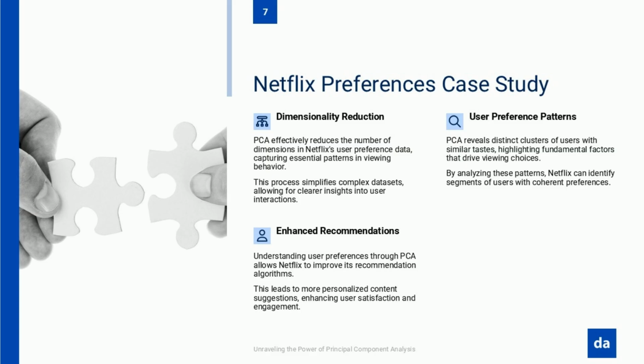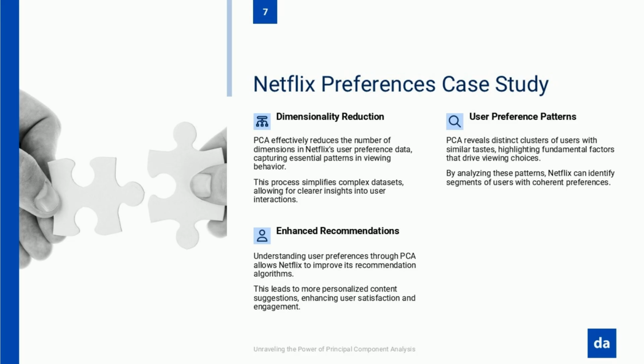Imagine the chaotic tangle of data when millions of Netflix users rate thousands of movies, creating a dataset so complex that traditional analysis would crumble under its weight. Yet hidden within this overwhelming complexity are surprisingly simple patterns that drive our entertainment choices. Let's consider the Netflix recommendation system as our next case study.